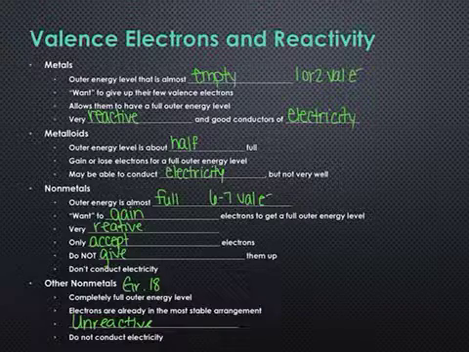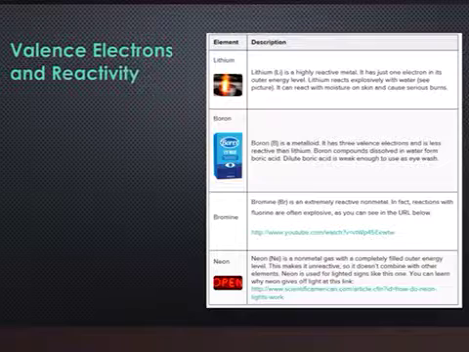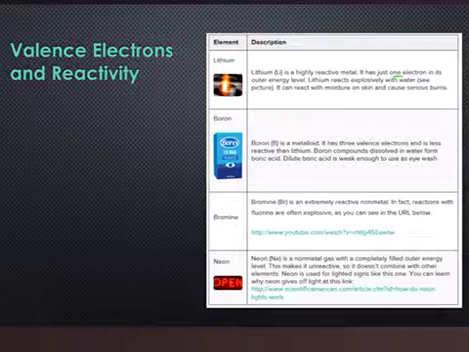And they cannot conduct electricity because those electrons will not flow. So here's our examples. Lithium is a highly reactive metal. It has that 1 valence electron, and it's explosive with water. Boron is a metalloid, 3 valence electrons, and it's less reactive than lithium.